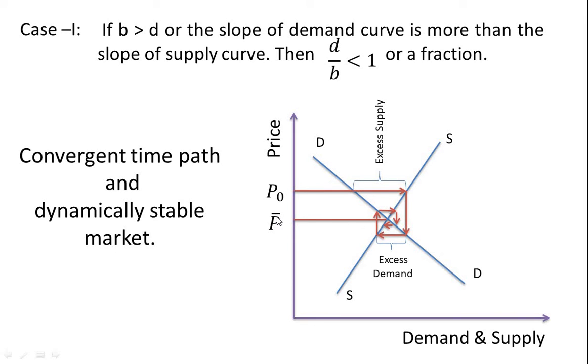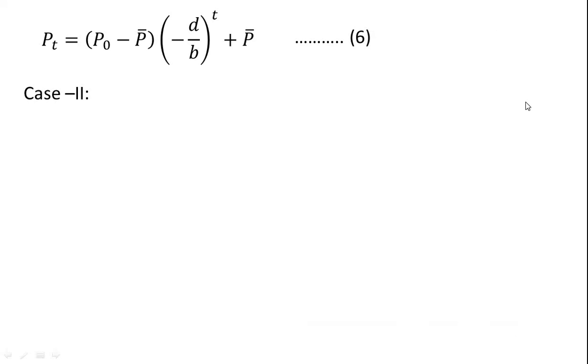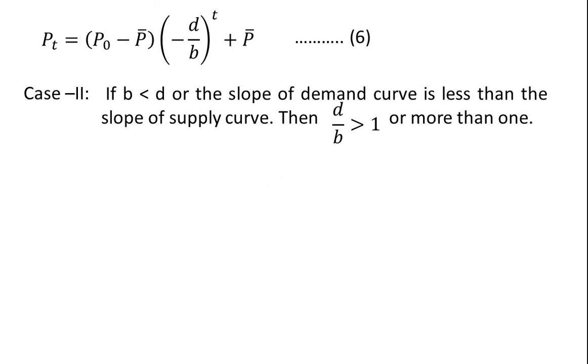So in case of a convergent time path, the price level approaches the equilibrium price P bar. This happens when d by b is less than 1, that is, if the slope of the demand curve is more than the slope of the supply curve. Case 2: if b is less than d, or the slope of the demand curve is less than the slope of the supply curve, then d by b is greater than 1, or more than 1.